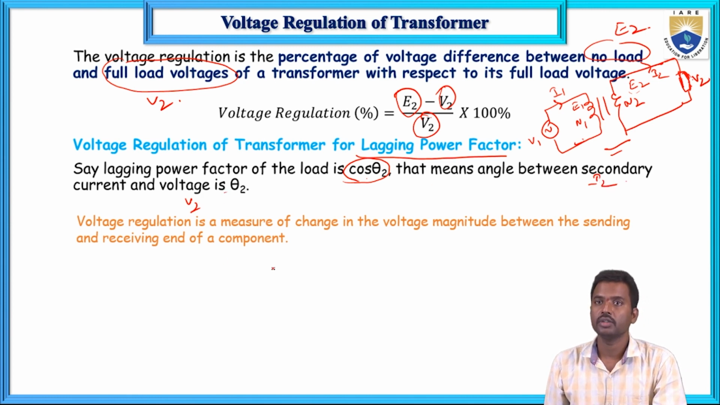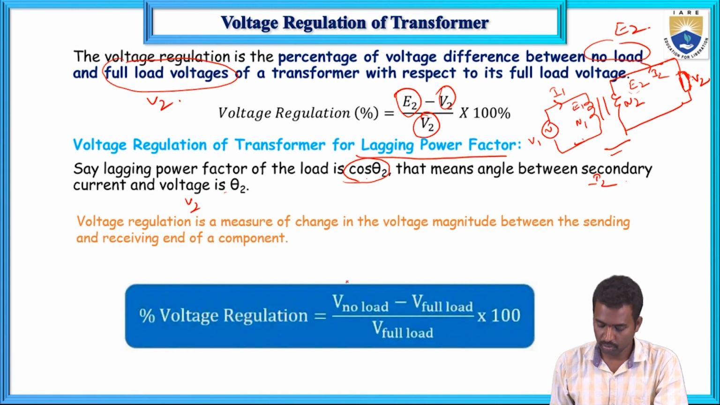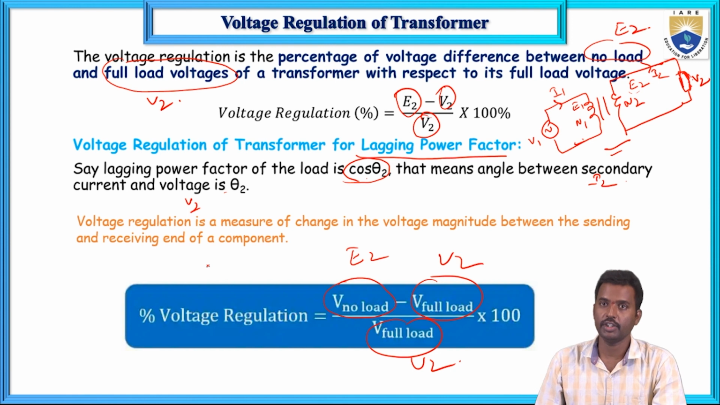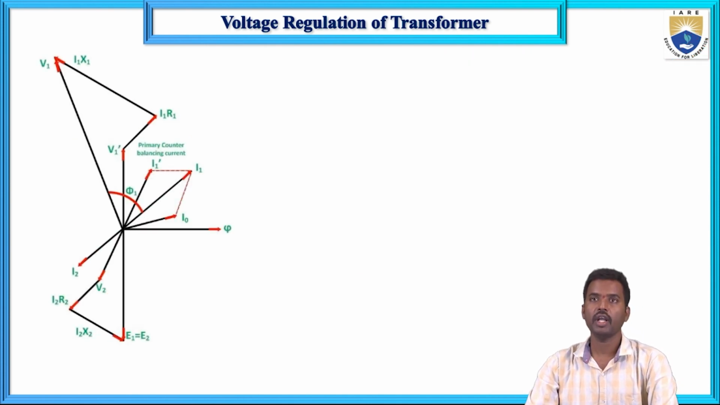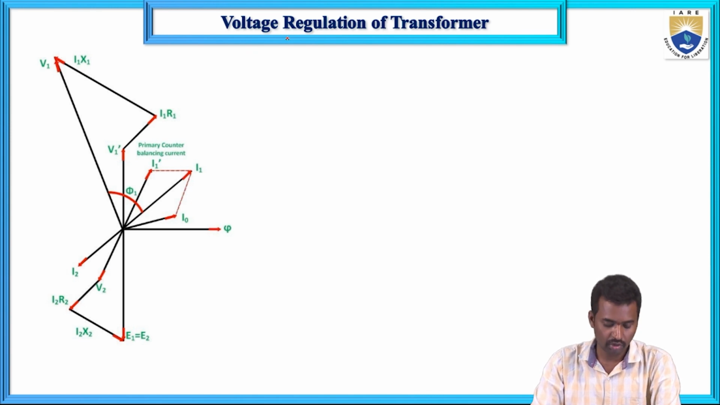Now the voltage regulation formula: percentage voltage regulation is (E2 minus V2) divided by V2, into 100. Here E2, I2 and V2 depend on the impedance Z2 equals R2 plus jX2. This is the vector diagram for voltage regulation of the transformer.